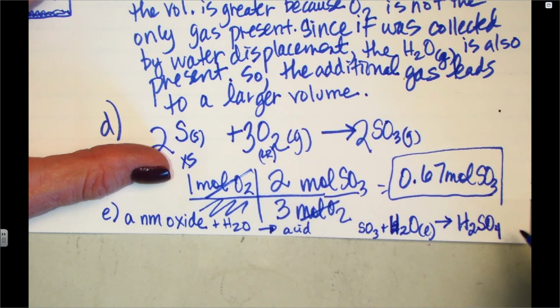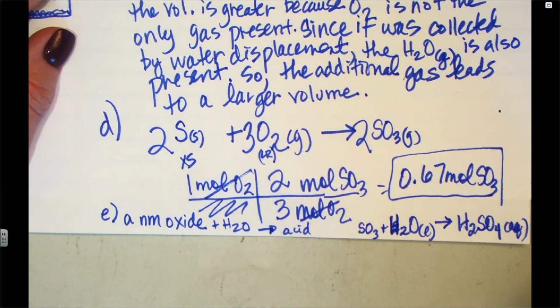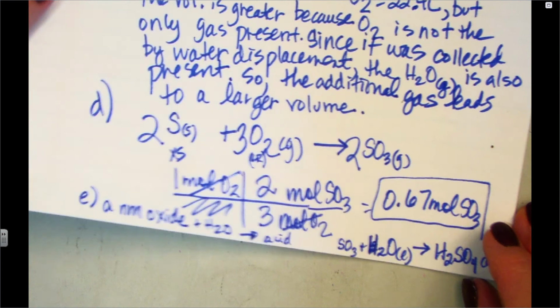H2SO4, and that will be aqueous. Okay, and that is balanced. Okay, so 1, 1, 1. So that's it. So that's the work for the first FRQ. All right.